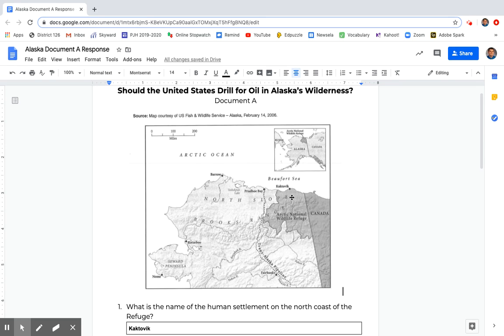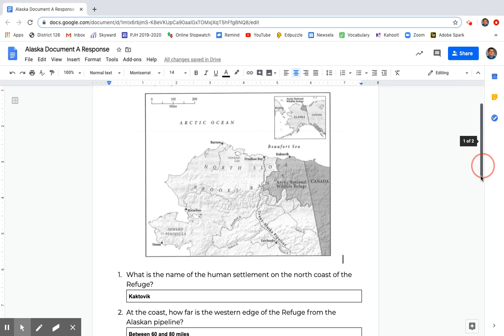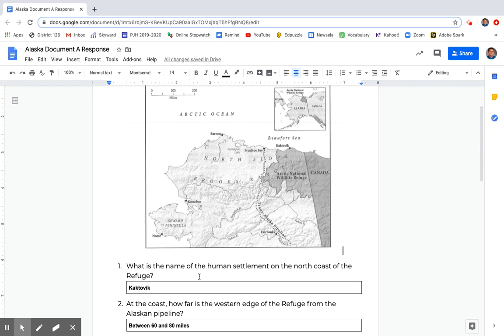That northern area right up here is going to be Kaktovik. So as we take a look at, it's a tough word to say, but that is the settlement located in the north of the refuge. Question 2. At the coast, how far is the western edge of the refuge from the Alaska pipeline?